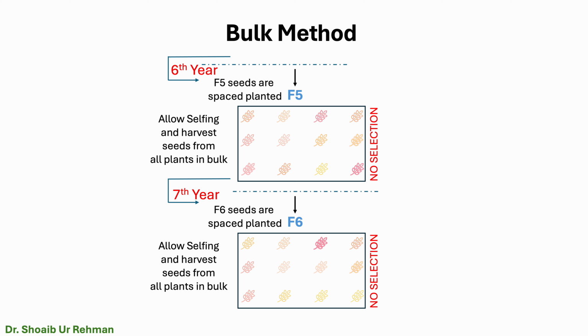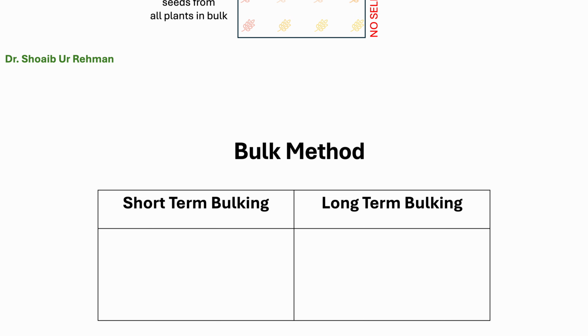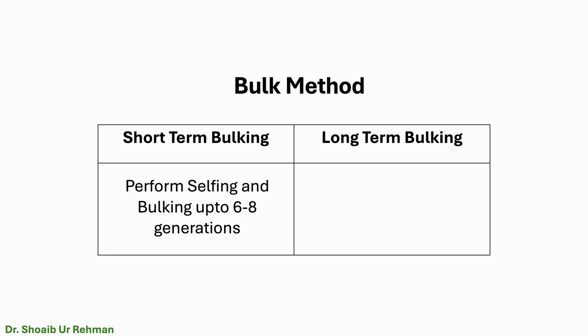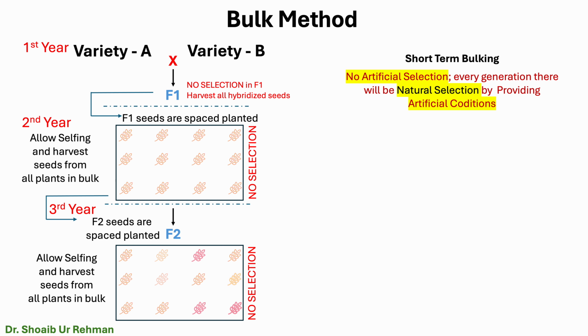So here you can see that we can divide our bulk method into two different forms, as I discussed earlier. The first one is short-term bulking, which means we have to stop the selection until the F6 or F8 generation. Later on we will talk about how the long-term bulking method works, but at this moment let's focus on how the short-term bulking method works.